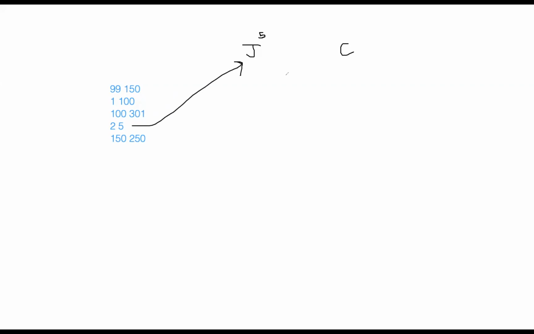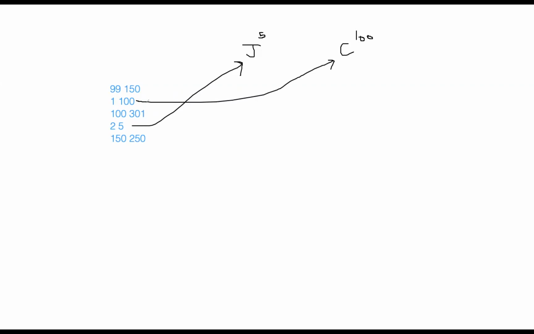Next item, I'll take 1 to 100 and I'll assign it to C. So C will get busy till 100. Now the next item which I can take is 100.